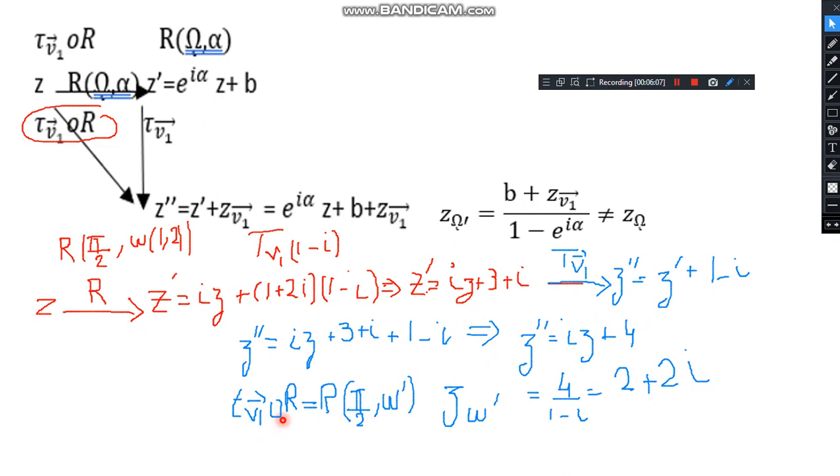So TV1 rho R is a rotation of angle pi over 2 and center W prime. The center, ZW prime, equals 4 over 1 minus I, which is 2 plus 2I. So don't memorize, just do it as I'm showing you.